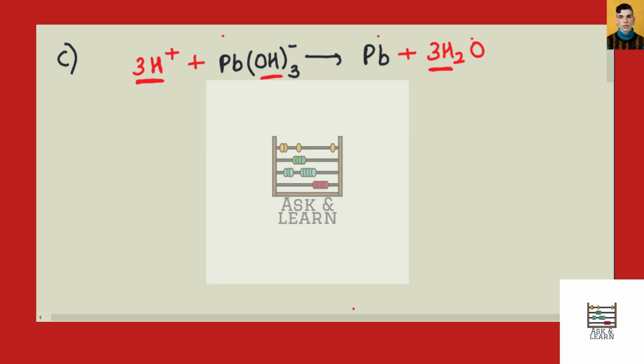Okay, and now we have to balance the charge. So this has 2 positive charge, this has 0 positive charge, so we'll just have 2 electrons here to balance, and this will be the reduction reaction.